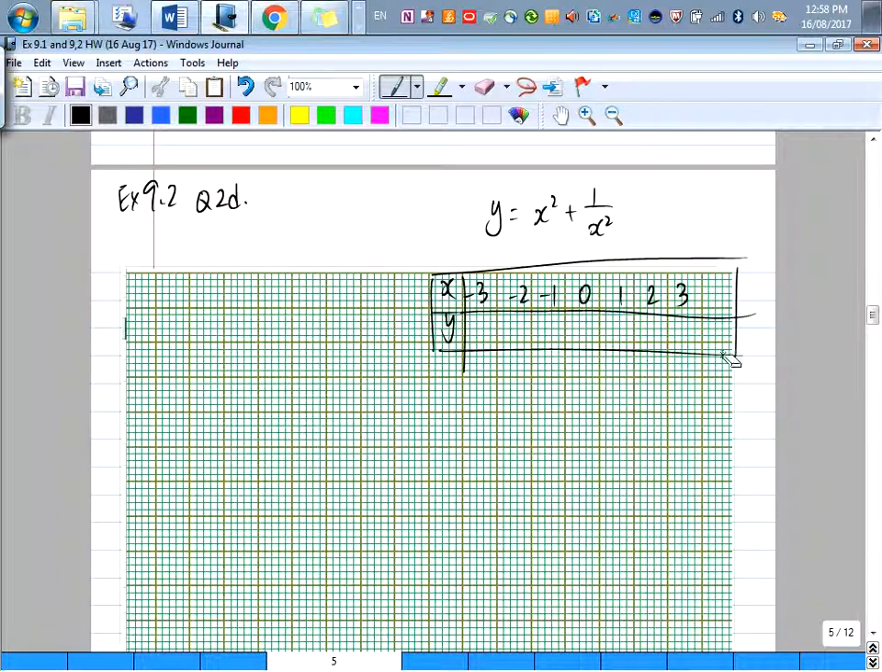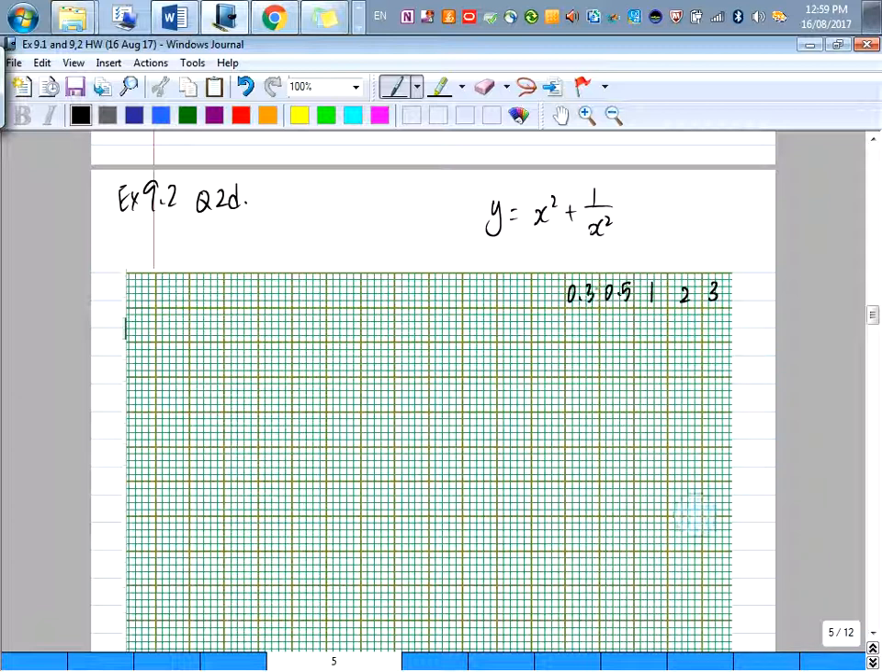So as your corrections, I want you to have these values calculated. For x goes to 3, 2, 1, 0.5, 0.3, negative 0.3, negative 0.5, negative 1, negative 2, negative 3. These are the x values that I need you to have in order to get the correct shape of the graph.